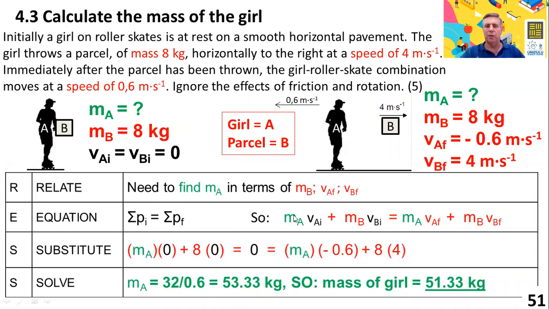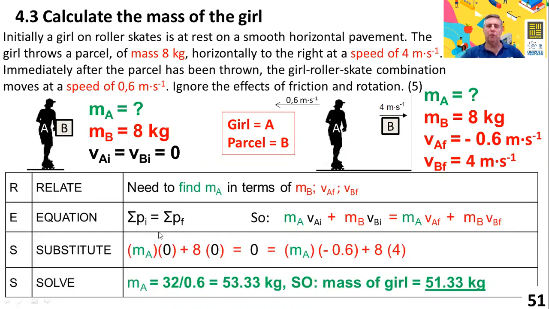We write it out in full. In this case, just to make it easier to follow, I've put the masses in red and the velocities in black. And in green, we've got the mass of the girl roller skate combination, MA, because that's what we are looking for. So simply the sum of the 2 momenta before, which we know is going to be 0 because both velocities were naught, is equal to the sum of the 2 momenta after. So it's really quite a simple equation.